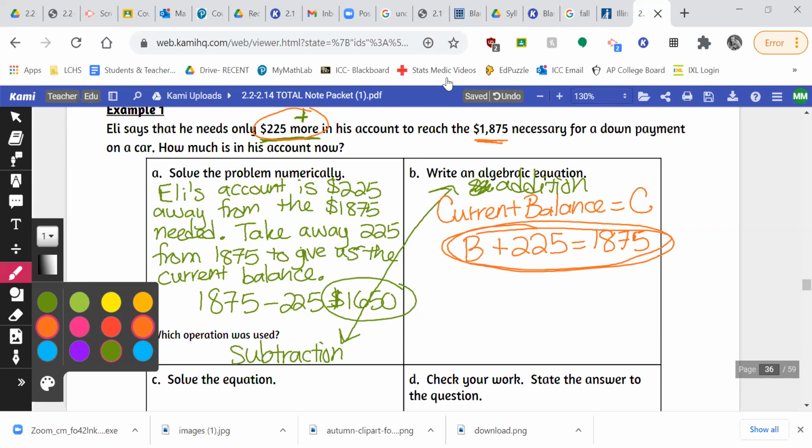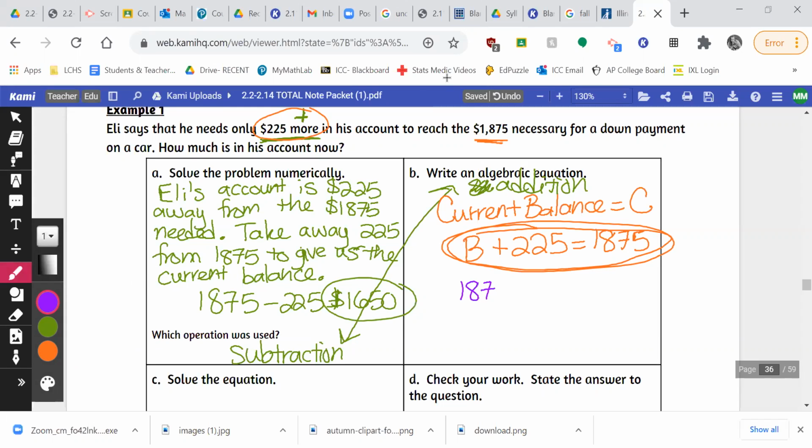One thing that you want to make sure that you do is you want to have your variable having something done to it. So what we don't want is what we would do to solve it, which would be 1875 minus 225, and just have B all by itself. That is not what we want, okay? Because what this does is it doesn't set up an algebraic equation, it just shows us what we would do to solve the problem. So make sure that you have your variable with an operation on the same side as it.